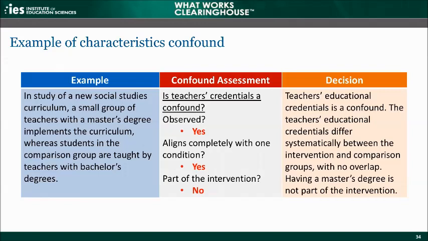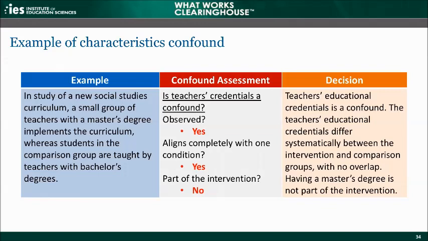Like we've done earlier, we can apply the WWC's characteristics of confounds as a filter, which we're doing in the middle of the screen. And what we find when we do that is that the characteristic in question, teacher's master's degree, is observed, aligns completely with the intervention condition, and is not part of the intervention. It checks all the boxes. Therefore, this characteristic would be considered a confound.